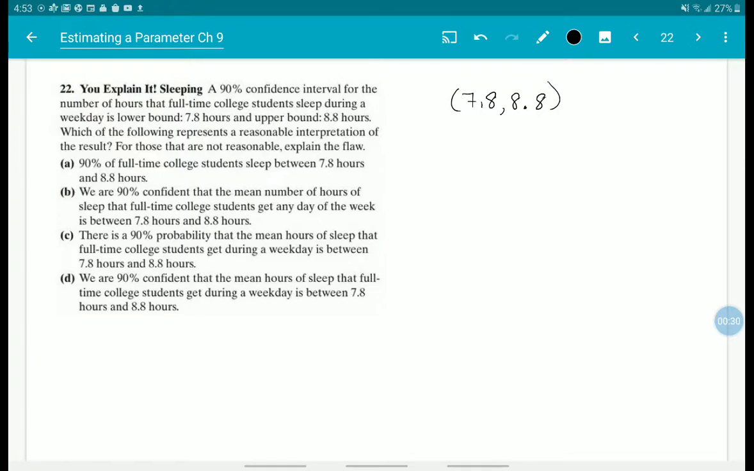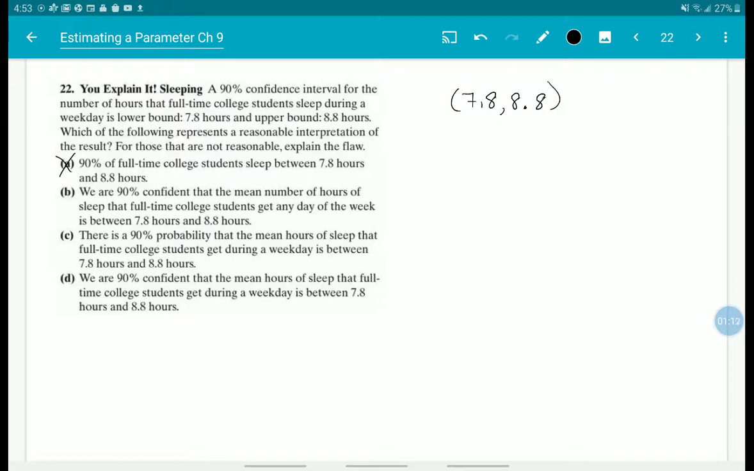And then if it's not reasonable in one of the A, B, C, or D, then explain why it's not reasonable. A, 90% of full-time college students sleep between 7.8 hours and 8.8 hours. This is not a good interpretation of that. This is implying that we're talking about the individuals, and remember, confidence intervals are about the mean. So this is talking about individuals, and it's not the interpretation of what the confidence interval is. It's saying something completely different.